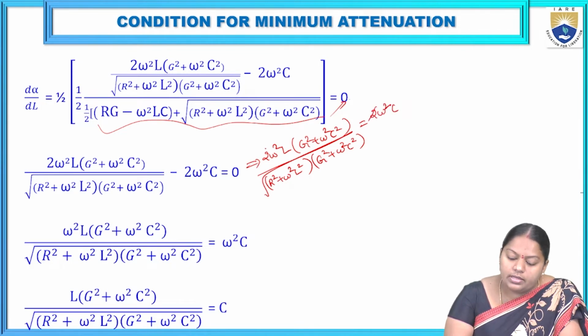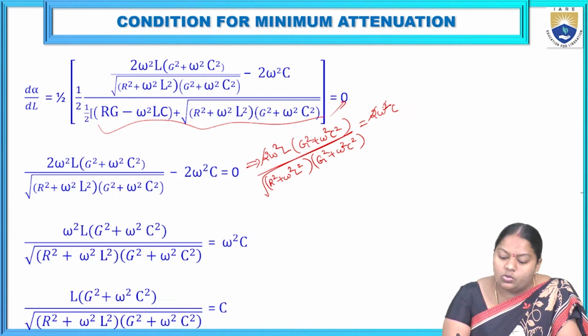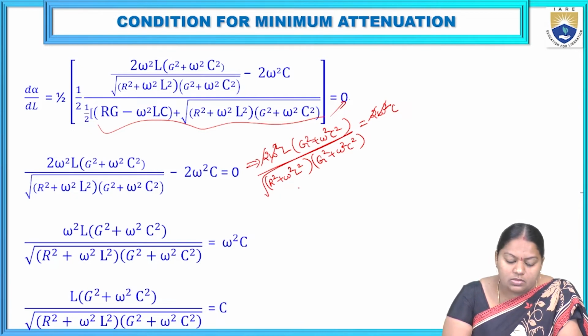So this 2 and this 2 get cancelled. Then if you find here also omega square as common, omega square also gets cancelled, which is equal to, omega square L. First if you take common 2, then 2 gets cancelled. Now omega square L into g square plus omega square c square by root over r square plus omega square L square into g square plus omega square c square equal to omega square c.